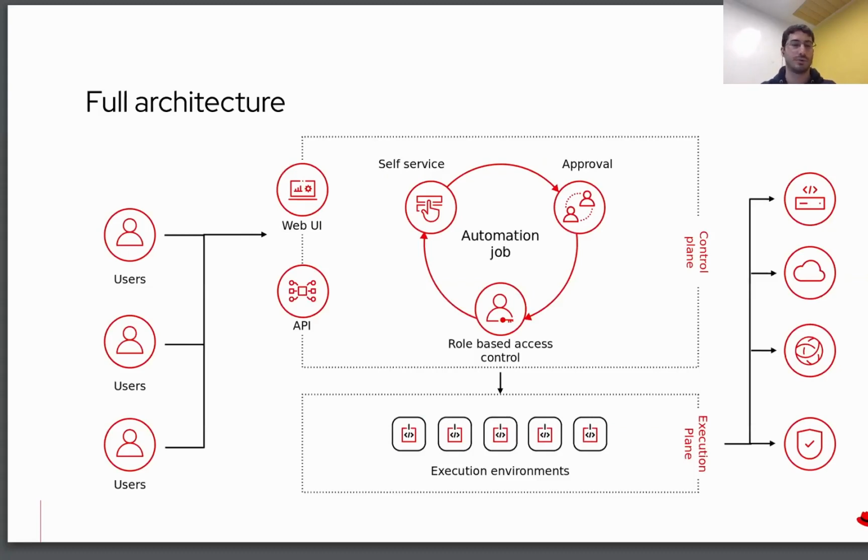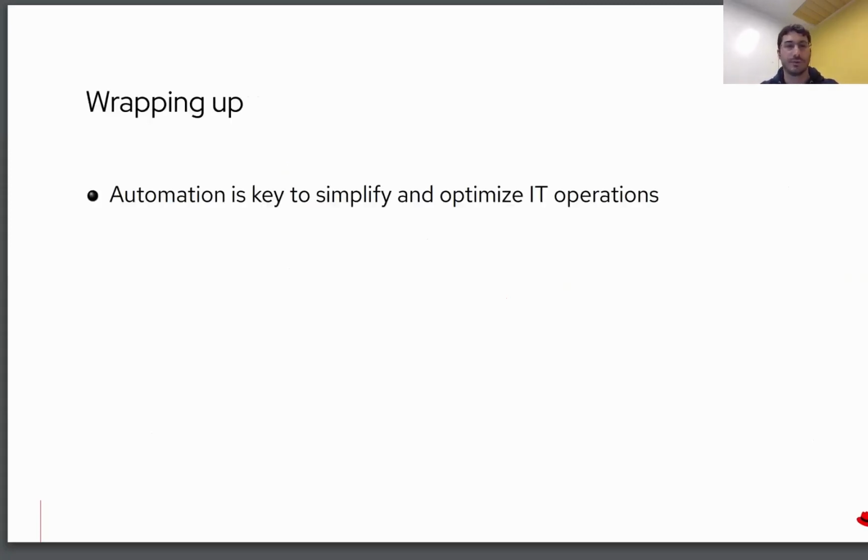So to wrap up a little bit this presentation, first of all, automation is the key to simplify and optimize IT operations. I think this is nowadays an accepted truth, probably throughout the industry. I know that some companies are still maybe not doing it, but they know that automation is the way, even if it's not always the easiest thing to start doing.